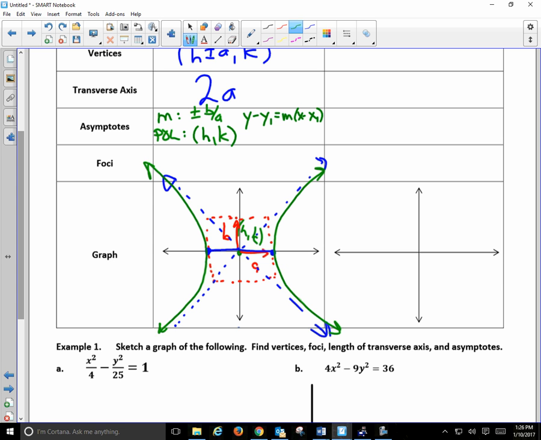The last piece is the foci. The foci are points that sit on the inside of these curves. Anybody want to guess how far they sit from the center? c units. Good job. c units from the center. So again, that will affect the h value. So it'll be h plus or minus c, and then k. Those are my foci. Now you need to know how to find c. How did we find c yesterday? a squared minus b squared equals c squared. How do you think you find c today? a squared plus b squared is c squared. Pythagorean theorem.